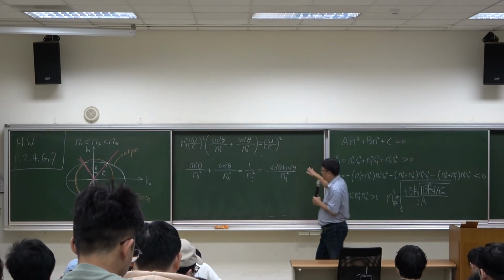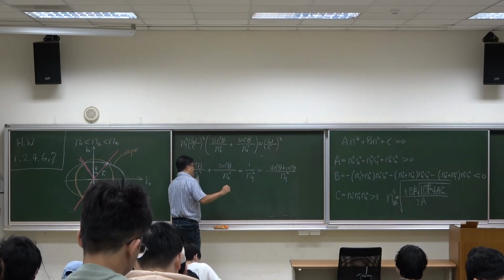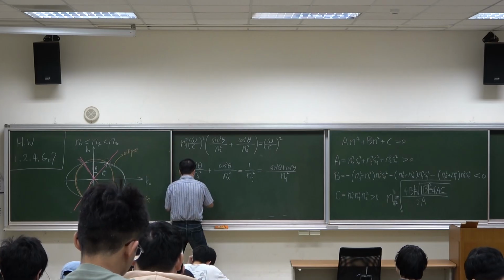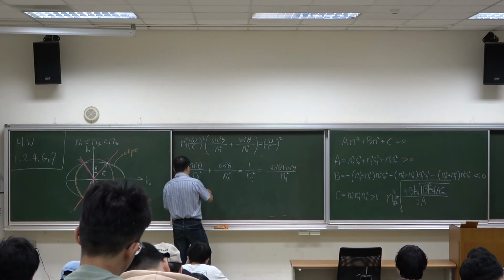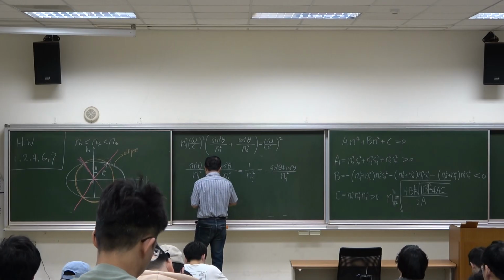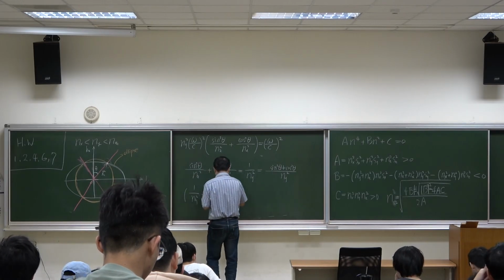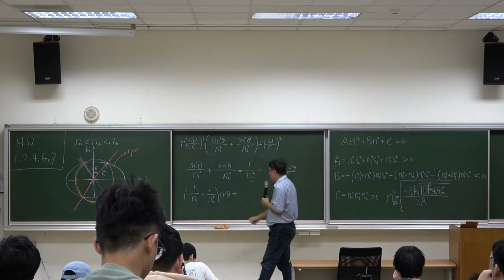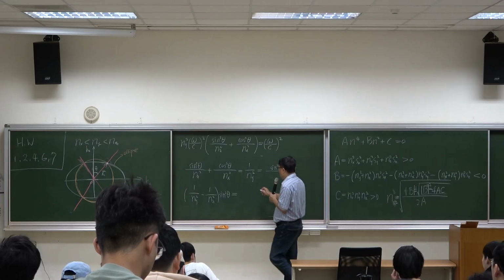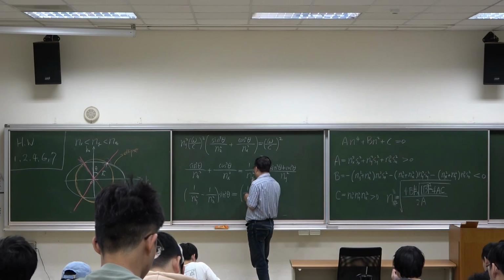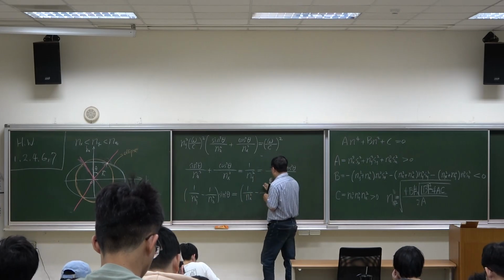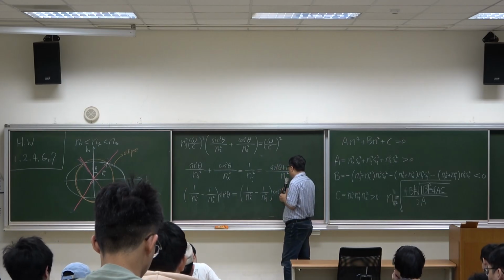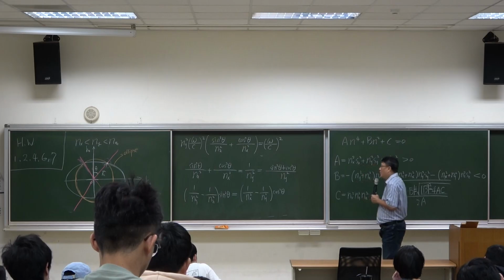So use this factor, we can write 1 over ny squared minus 1 over nz squared times sine squared theta is equal to 1 over nx squared minus 1 over ny squared times cosine squared theta. Okay.